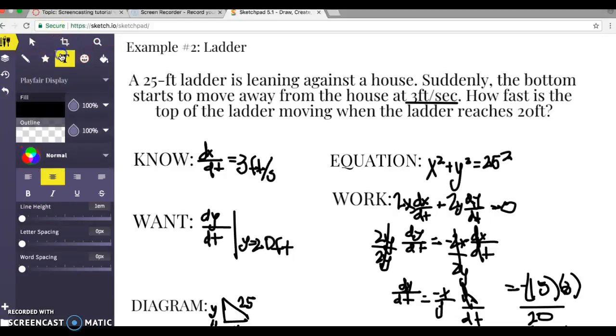And again, with this problem, you do a sentence. So the sentence would be: the top of the ladder slips down the wall at a rate of 9 fourths feet per second, and put the condition when the ladder is 20 feet up the wall.